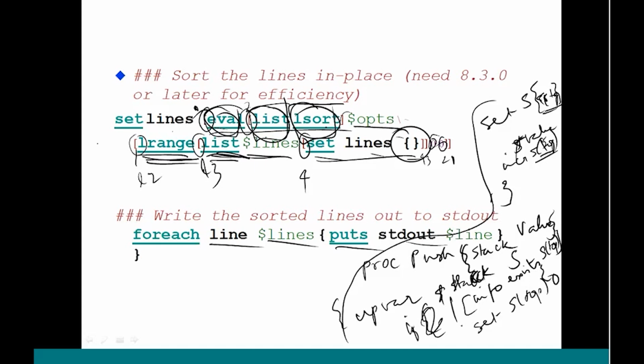So this particular command sorts the lines in place and gives you all the lines as one list. Then we go through the sorted lines and just print out each line. So this command is fairly simple. It's just a foreach, and then we read the list line by line and put each line into the standard out.